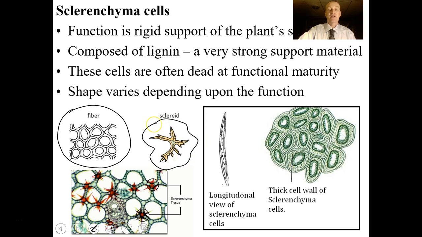If you've ever felt an acorn or the outer husk of, say, a walnut or a pecan, if you look at that material under a microscope, it's going to have these sclereids in there that are jagged and form a great support and structure.